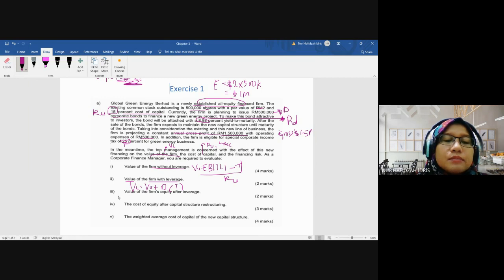Alright. Number 3, value of the firm equity after leverage. So that means it asks you to find what the equity value is.